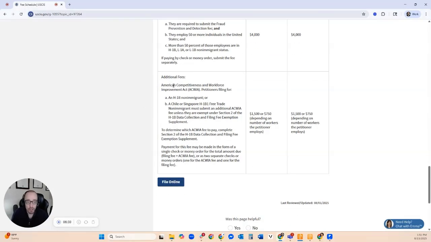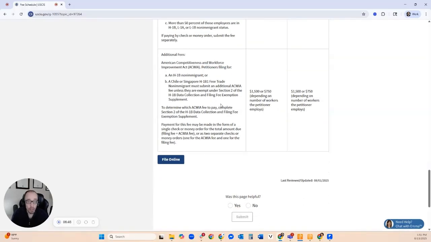In addition, there's the American Competitiveness and Workforce Improvement Act fee, and this is depending on the number of workers and depending on the kind of application. And for this one, you have to actually look at the data collection form before you know whether you have to pay this or not. So for example, there's a bunch of yes or no questions on that data collection form, and if you answer yes to some of those, then you might not have to pay the fee.